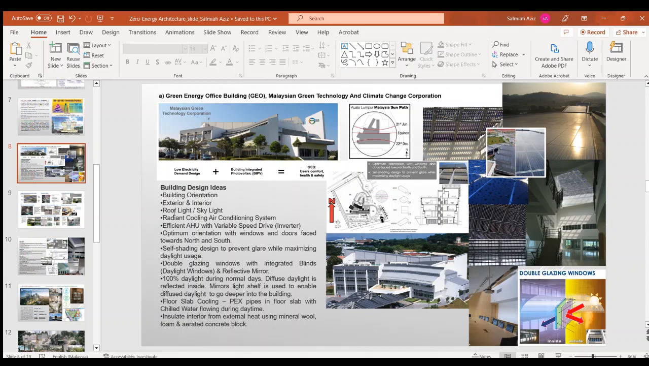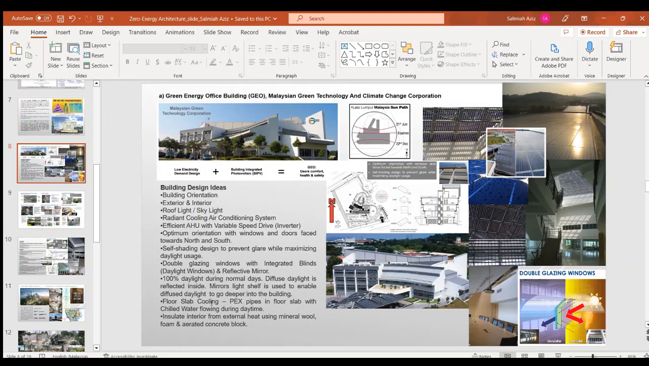So there is also roof light, skylight, radiant cooling air conditioning system, efficient AHU with variable speed drive inverter, optimum orientation with windows and doors facing north and south, self-shading designed to prevent glare while maximizing daylight usage, double glazing windows with integrated blinds, daylight windows and reflective mirror, 100% daylight during normal days, diffuse daylight is reflected inside. Mirror light shaft is used to enable diffuse daylight to go deeper into the building.